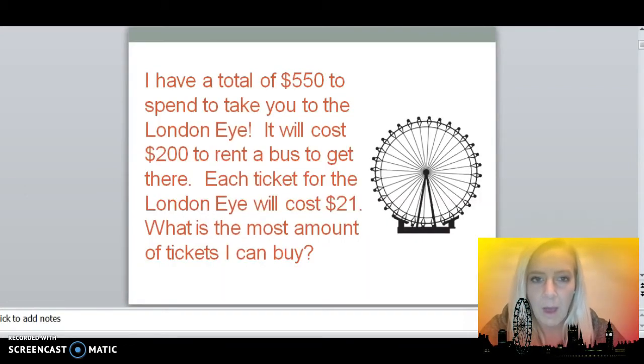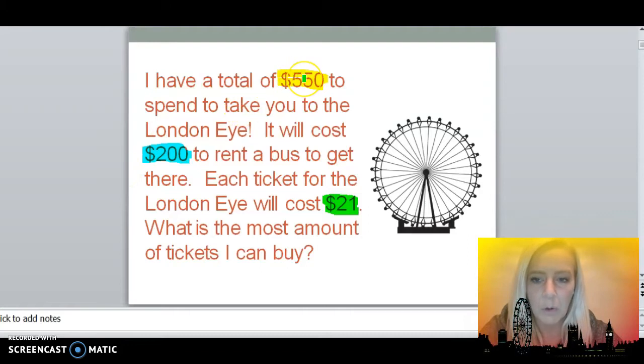So here's our example of two-step inequalities. I'm going to give you a situation. We're going to write a two-step inequality and then solve it. Say I have a total of $550 to spend to take you to the London Eye. It will cost $200 to rent a bus to get there, and then each ticket for the London Eye will cost $21. What is the most amount of tickets that I can buy?